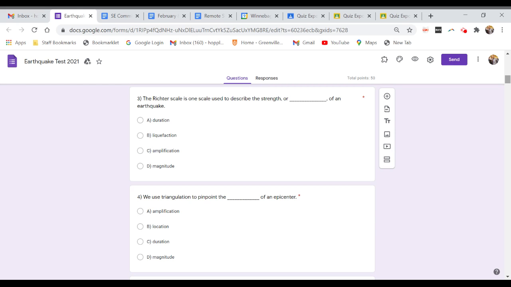Question 3. The Richter scale is one scale used to describe the strength or what of an earthquake. Duration, liquefaction, amplification, or magnitude.